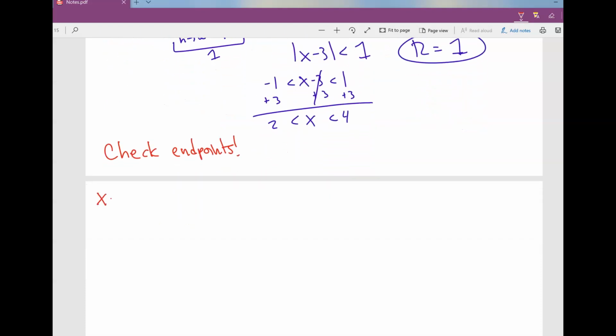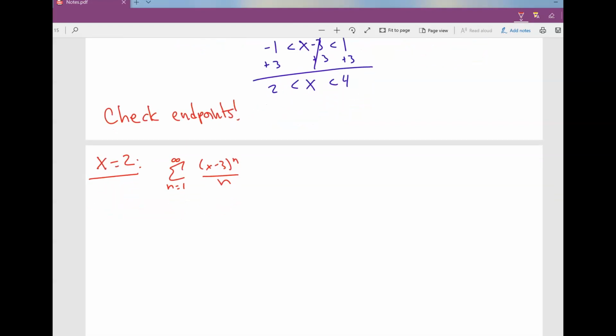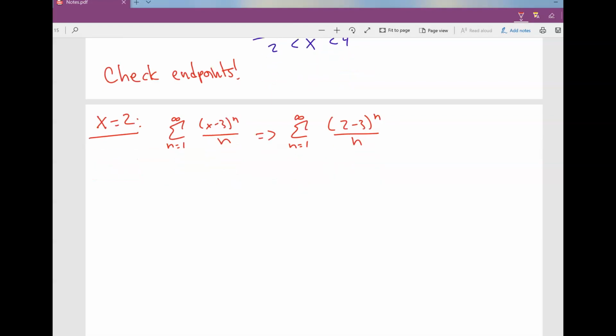So we're going to start off by plugging in 2 first. We know that the sum from n goes from 1 to infinity of (x minus 3)^n over n. Let's plug in 2 first. So we have the sum from n equals 1 to infinity of (2 minus 3)^n over n. This gives me the sum from n equals 1 to infinity of (negative 1)^n over n. This is an alternating series, so we will use the alternating series test.